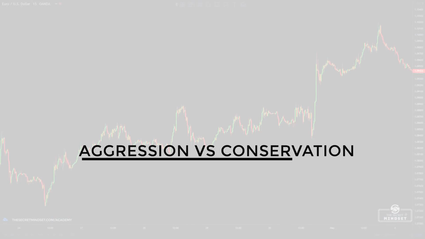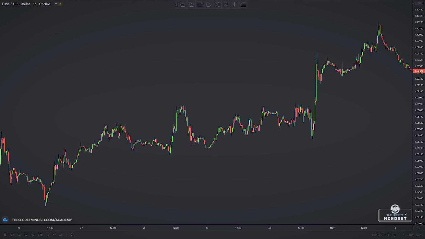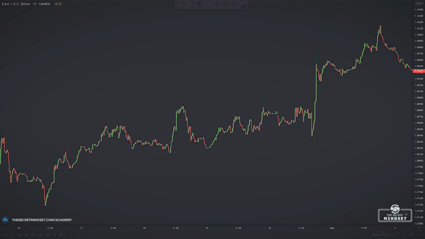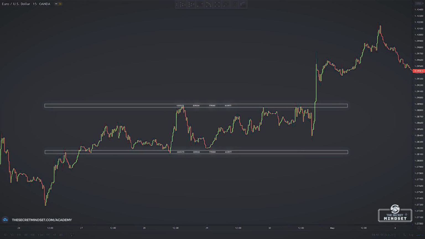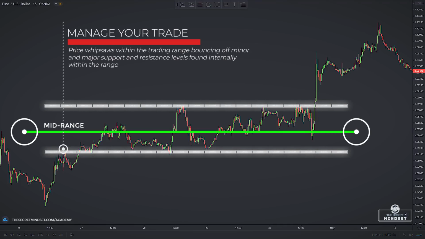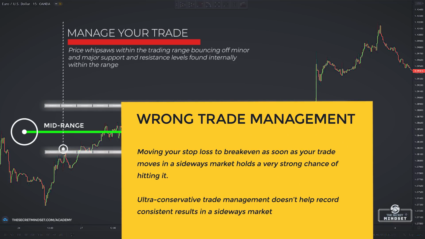You need to find a balance between aggression and conservation. While it's very important not to be over-aggressive when trading a sideways market, it is also just as important not to be ultra-conservative either. In a sideways market, because market sentiment is weak, managing the trade too tight can often result in a suffocated trade, as price whipsaws within the trading range, bouncing off minor and major support and resistance levels found internally within the range. For example, moving the stop to break even as soon as the trade moves in a sideways market holds a very strong chance of hitting it.